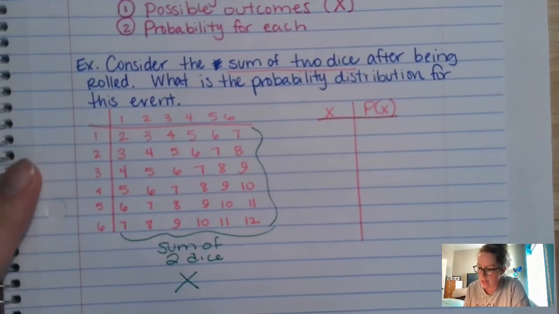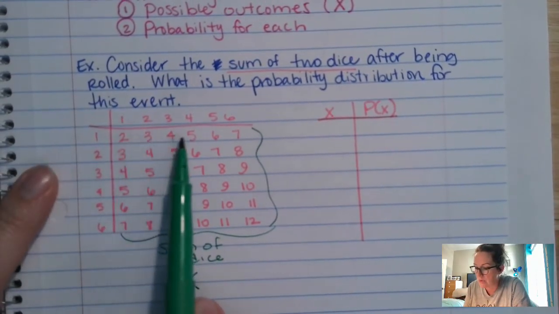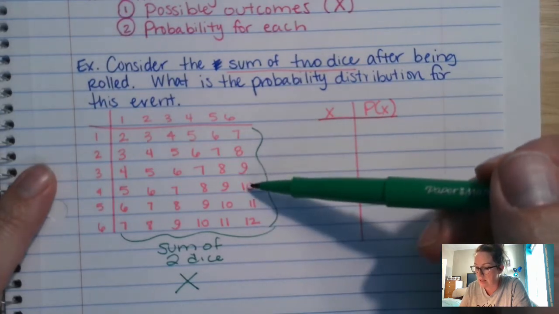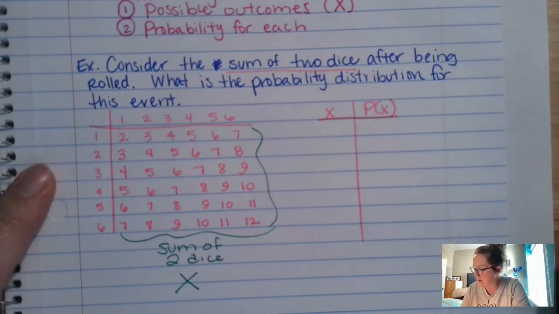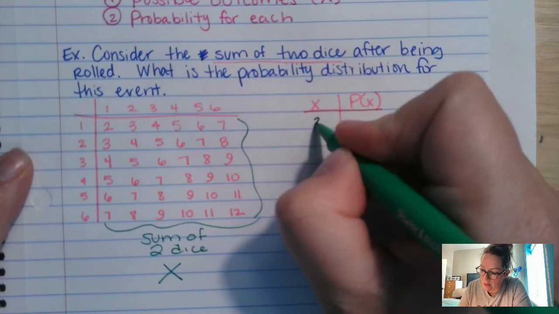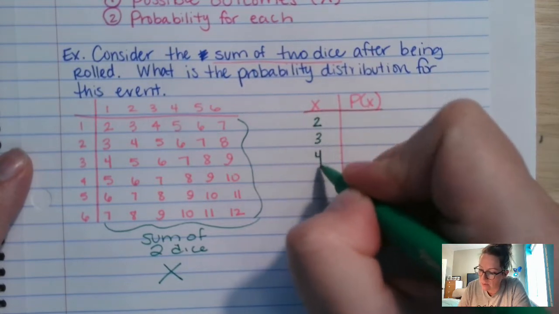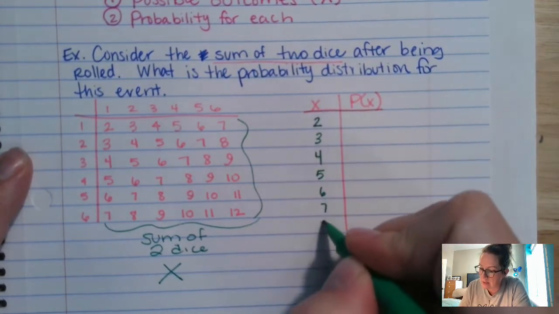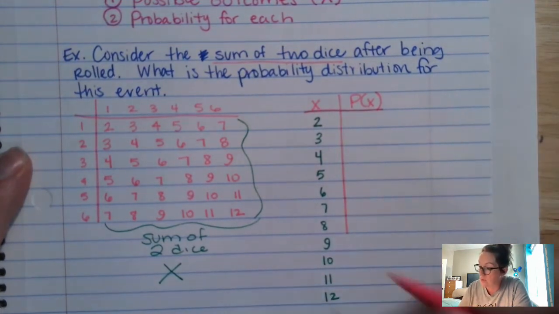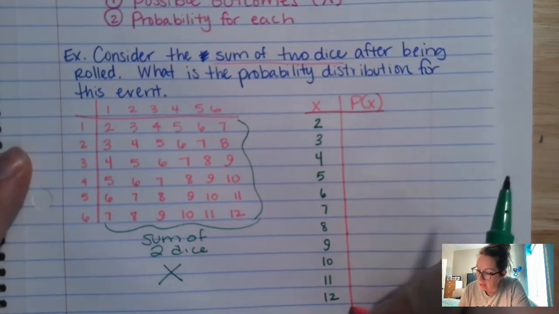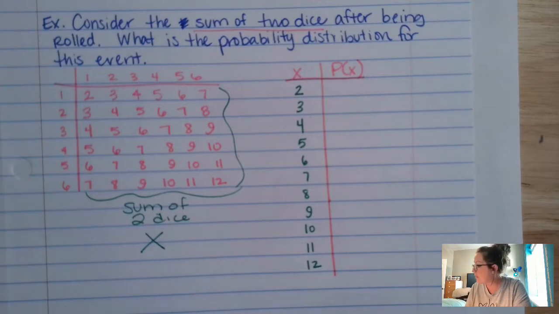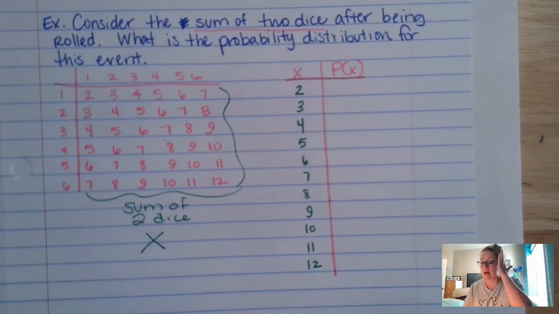So what options do I have? It looks like I got 2, 3, 4, 5, 6, 7, 8, 9, 10, 11, 12. Are there any other options? I don't think so. So these are all of the options for x: 2, 3, 4, 5, 6, 7, 8, 9, 10, 11, 12. If I were to roll two dice and add them together, these are the only options that I could possibly get. Okay, so now we have to figure out the probability of each of these things happening.